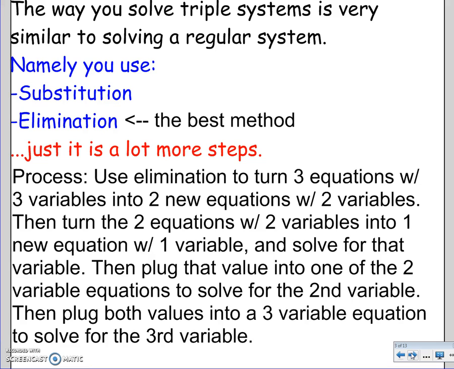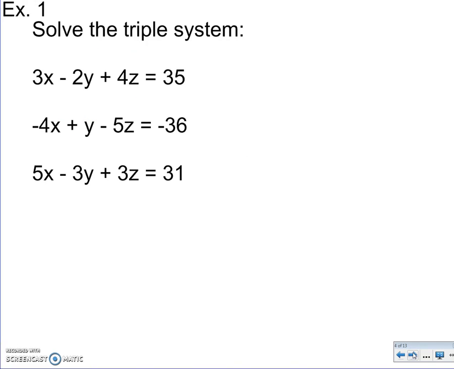Our process is to use elimination to turn the original 3 equations that have 3 variables into 2 brand new equations with only 2 letters, getting rid of 1. Then with those 2 new equations, we're going to do elimination to get one final equation with only 1 variable, which we can solve. Once you get that letter, you plug it in and go backwards.